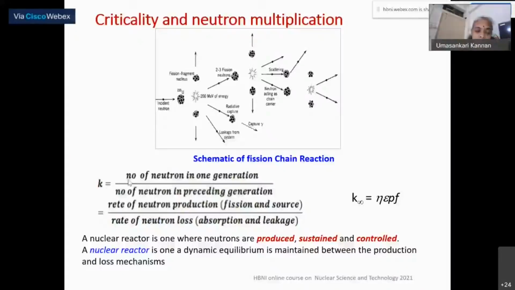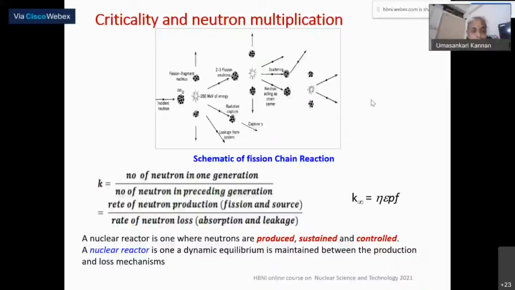I can say it is the number of neutrons in one generation to the number of neutrons in the preceding generation. Or, with respect to the production and loss mechanisms, it is the rate of neutron production, which is because of fission, and if there are any other sources of neutrons in a medium, then the source and fission, to the rate of neutron loss. The ratio of neutron production to neutron loss, where the loss from the system can take place by absorption, for example, capture in uranium-235, or leakage from the system.